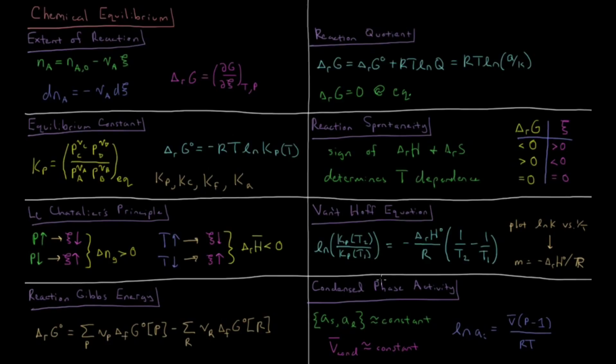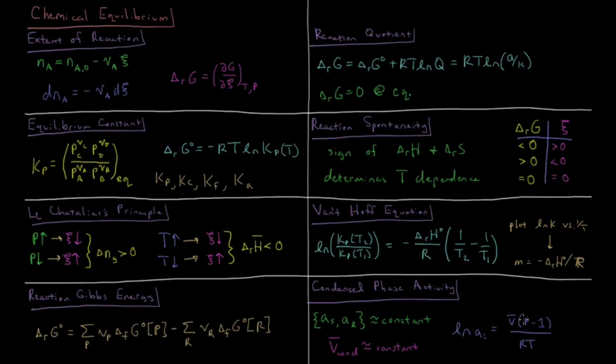Okay, then finally we have condensed phase activity, which tells us why it is that in expressions for equilibrium constants we often leave off solids and liquids. The activities for solids and liquids are assumed to be approximately constant, because their molar volume is approximately constant. We calculate that the natural log of the activity for a given solid or liquid is equal to its molar volume times the pressure minus 1, divided by gas constant times temperature.